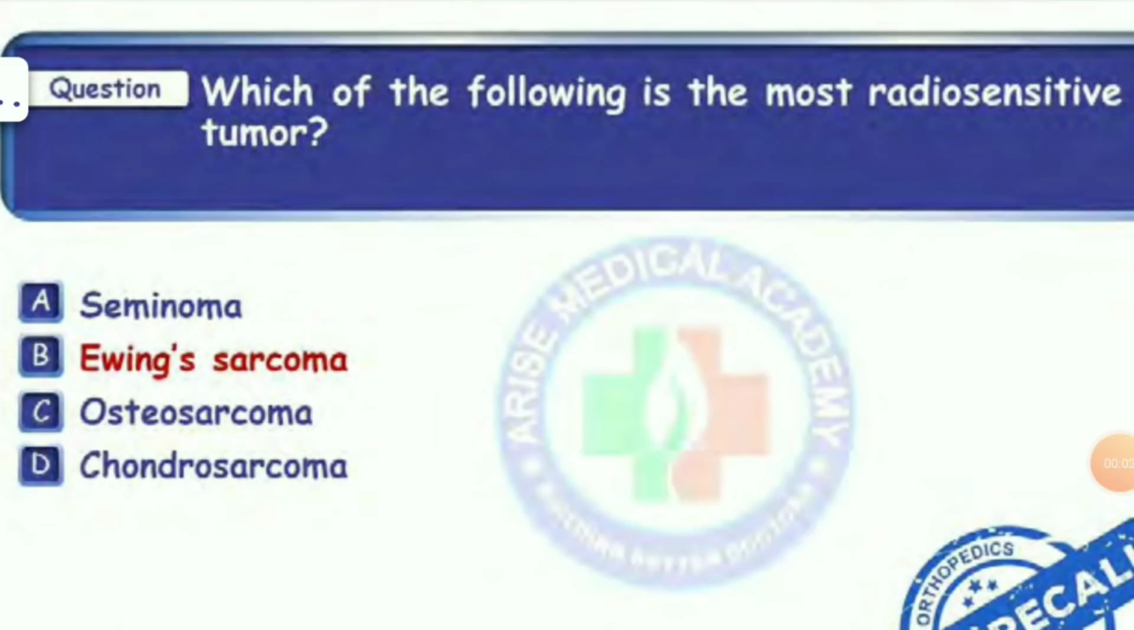Next question, identify the condition shown below. The answer is chondrosarcoma. Next question, which of the following is the most radiosensitive tumor? The answer is Ewing's sarcoma. Please do share these videos.